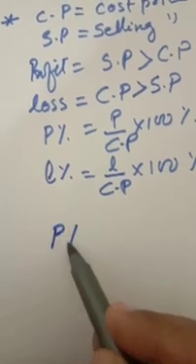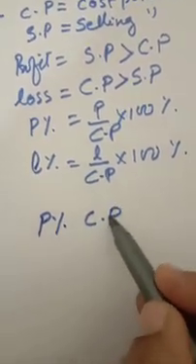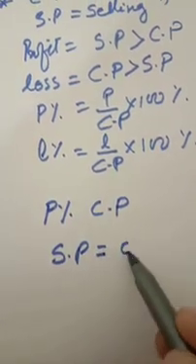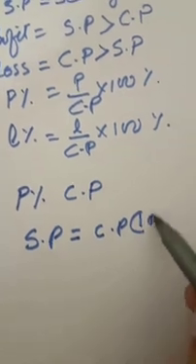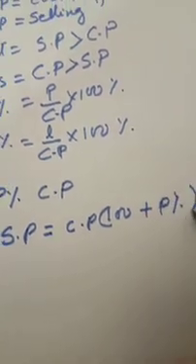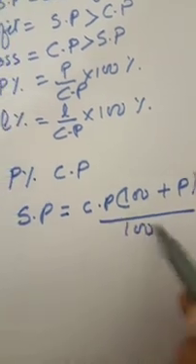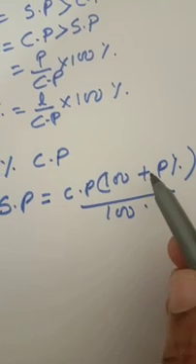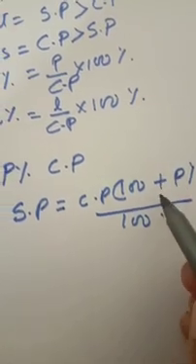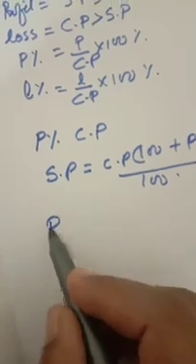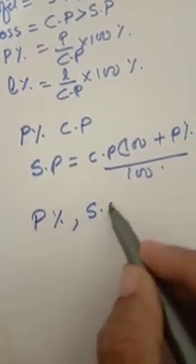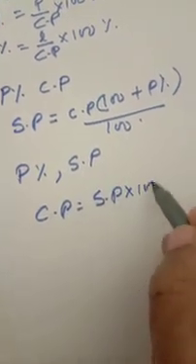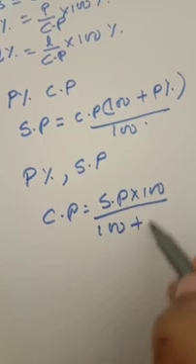When the profit percentage is given and CP is also known, how will you find SP? SP equals CP into (100 plus profit percentage) divided by 100. Like that, if the loss percentage is given, then a minus sign will come. If profit is given, then a plus sign will come. Like that, if the profit percentage and SP are given, how do you find CP? CP equals SP into 100 divided by (100 plus profit percentage).